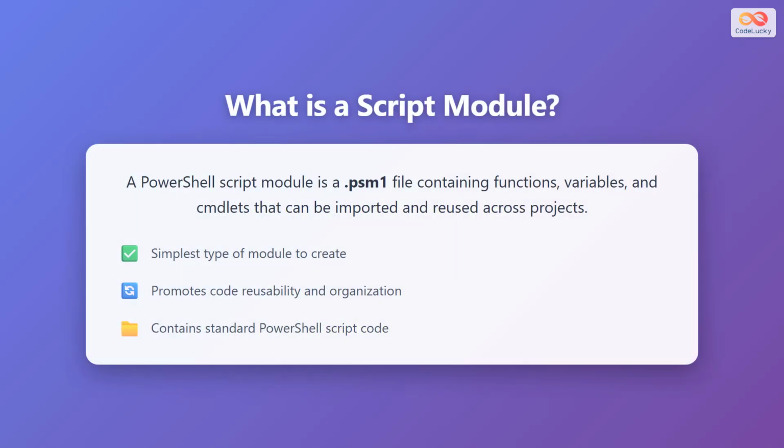A PowerShell script module is a file with the .psm1 extension that contains functions, variables, and cmdlets, which can be imported and reused across different projects. Think of it as a container for your PowerShell code that makes it portable and organized. Script modules are the simplest type of module to create in PowerShell, making them perfect for beginners. They promote code reusability and better organization by allowing you to write functions once and use them anywhere. The file itself contains standard PowerShell script code, just like any regular PowerShell script you would write.